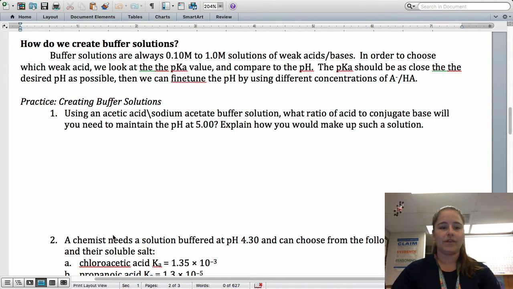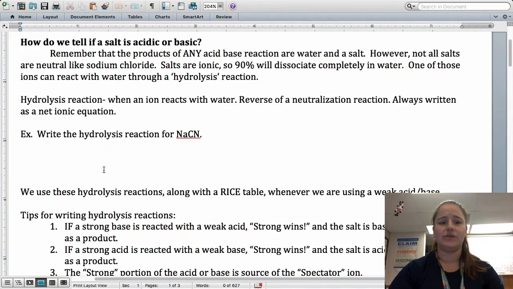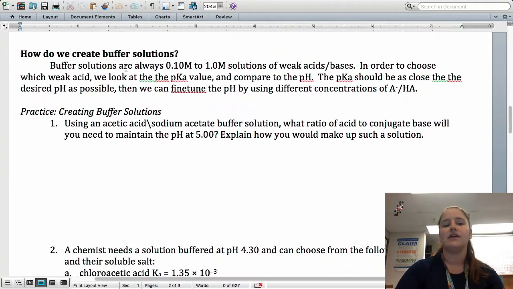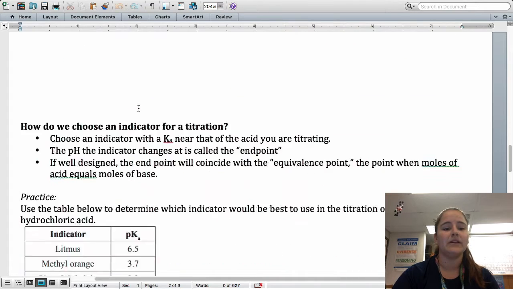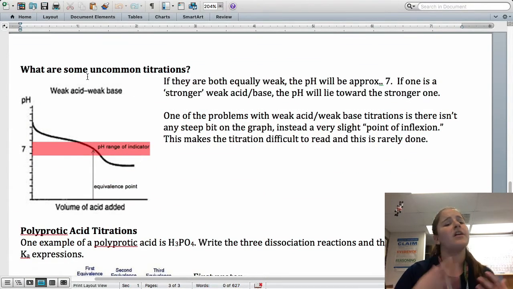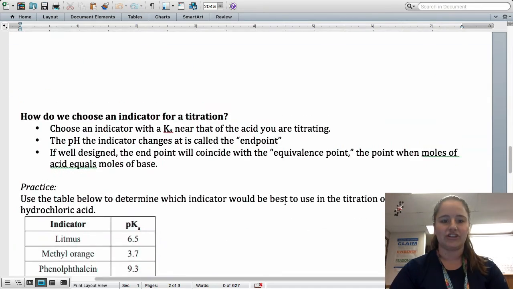So today we're going to be finishing a lecture that we actually started in class, the Titrations and Buffers Note Set 2. We already talked about how to tell if a salt is acidic or basic and write hydrolysis, and we're on how to create buffer solutions. We're also going to look at how we choose an indicator for a titration, and a couple of other uncommon titrations that aren't as used as our strong base weak acid or strong and strong that we've already talked about, but you might run into on occasion.